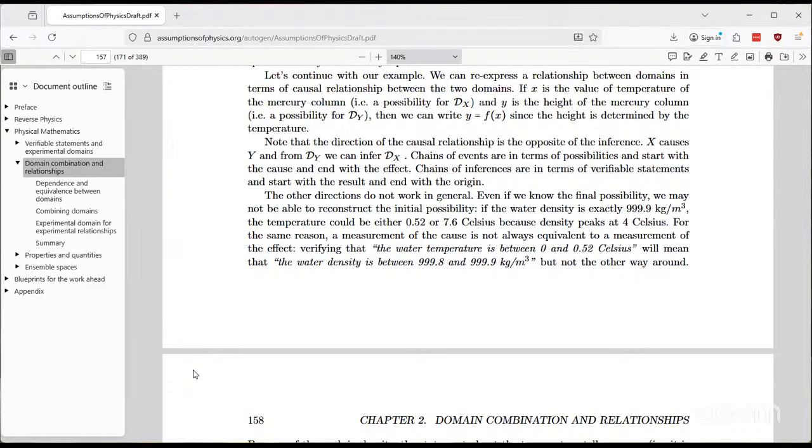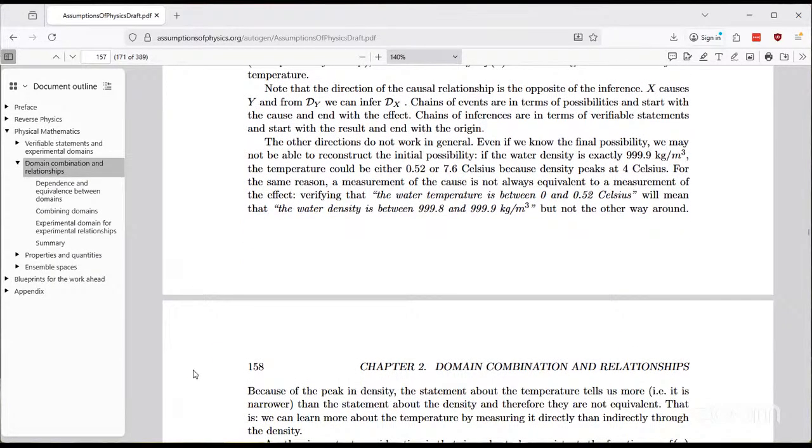Even if we know the final possibility, we may not be able to reconstruct the initial possibility. If the water density is exactly 999.9 kilograms per cubic meter, the temperature could be either 0.52 or 7.6 Celsius, because the density peaks at 4 Celsius. For the same reason, a measurement of the cause is not always equivalent to a measurement of the effect. Verifying that the water temperature is between 0 and 0.52 Celsius will mean that the water density is between 999.8 and 999.9 kilograms per cubic meter, but not the other way around, which is just the example we talked about.